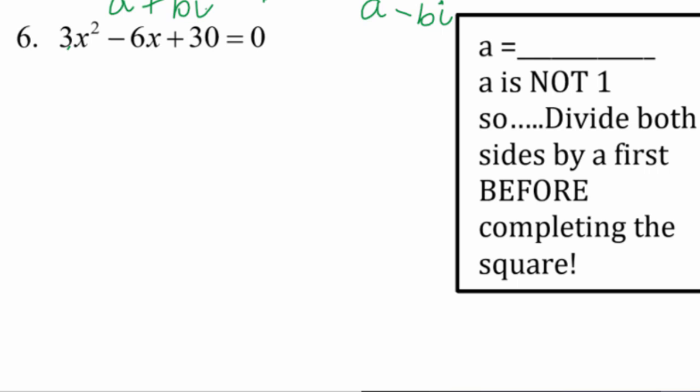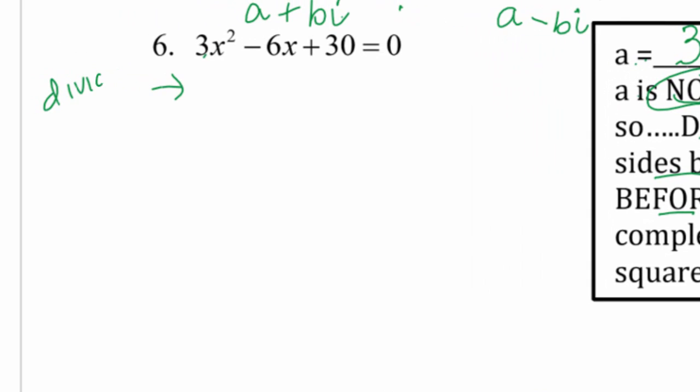Okay, this one is 3x squared minus 6x plus 30 equals 0, and I gave you a big hint here. What's A? A is 3. A is not 1. This is our first one where A is not 1. So it says divide both sides by A first before completing the square. So we're going to divide everything by this 3. Divide everything by 3. So let me rewrite.